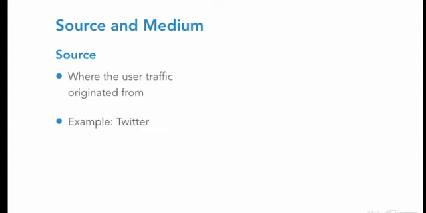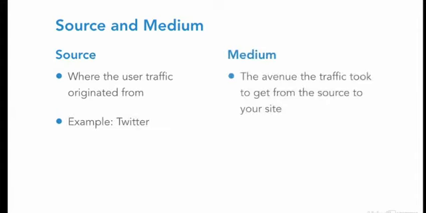Now, where a user comes from is also important when you're considering your digital performance. We want to know who's sending us our traffic, and the source is where the user traffic originated from, and the medium is the avenue that traffic took to get from the source to your site. For example, let's say a user was scrolling through Twitter and clicked on a post that linked to your site. The source of the traffic would be Twitter, that's the who, and the medium they took was the social, that's the how. These sources and mediums are really relevant when we're thinking about how we acquire our visitors. We'll discuss this later on.